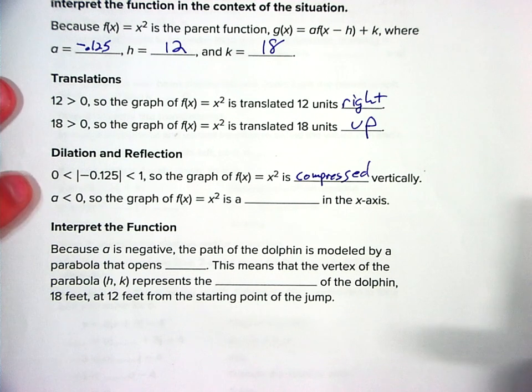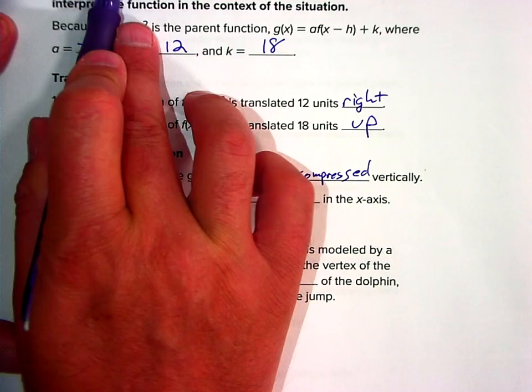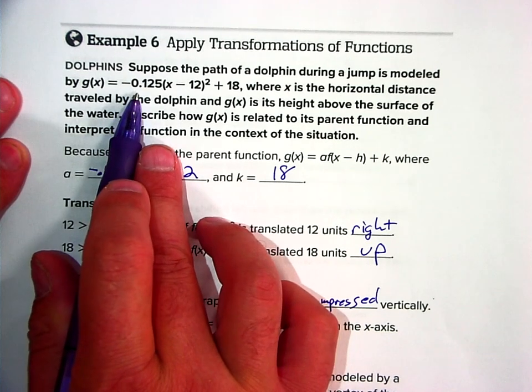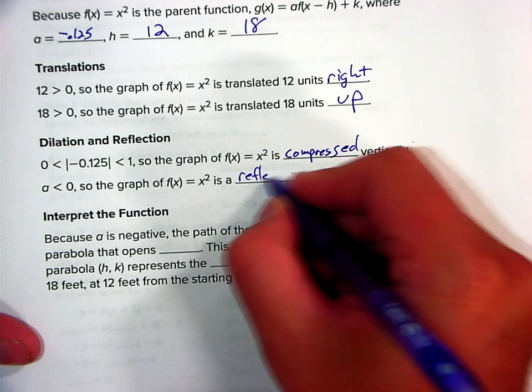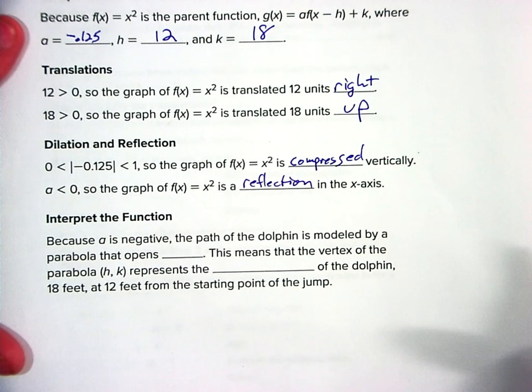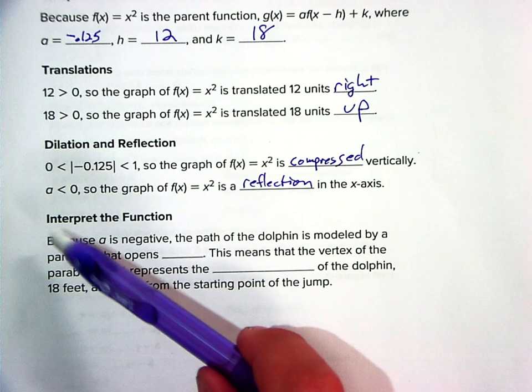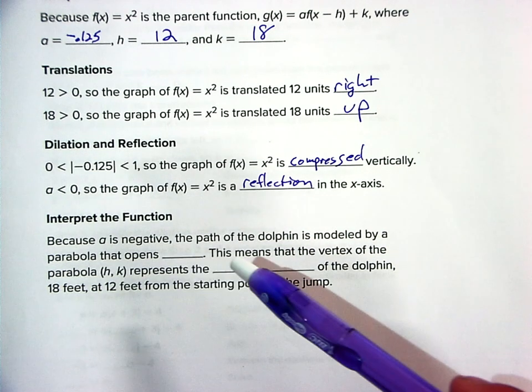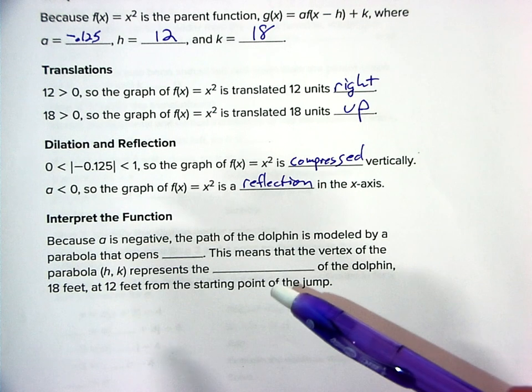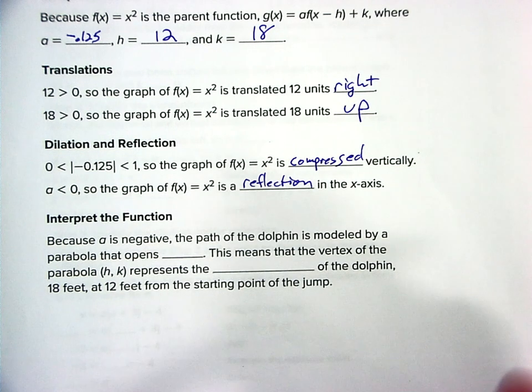A is less than 0, so the graph of f of x equals x squared is a... What's that negative right there telling us to do? What's this negative telling us to do? Reflect. So it's a reflection in the x-axis. Because a is negative, the path of the dolphin is modeled by a parabola that opens. Which direction is our parabola open, up or down?